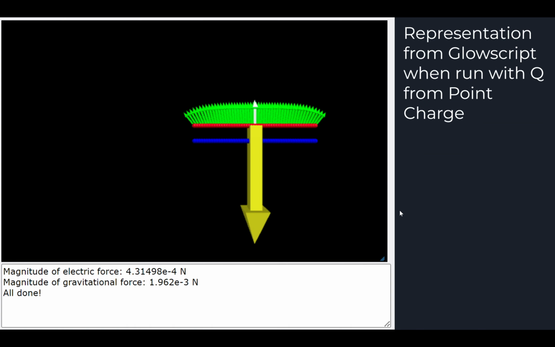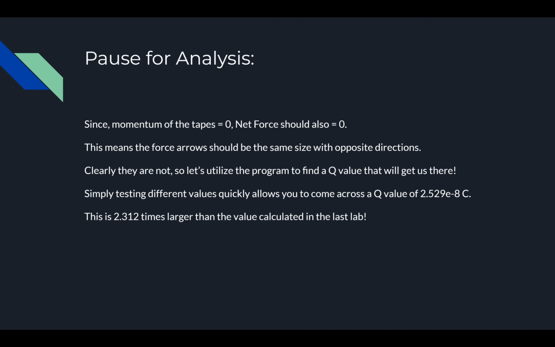This is the representation that you get when you run with the point charge Q value from last lab. As you can see, the forces are not balanced. We know that since the momentum of the tapes equals 0, that the force should be 0. The net force should be 0, and therefore the arrows should be balanced. Obviously they're not, so we're going to utilize the program to find a Q value that will get us there.